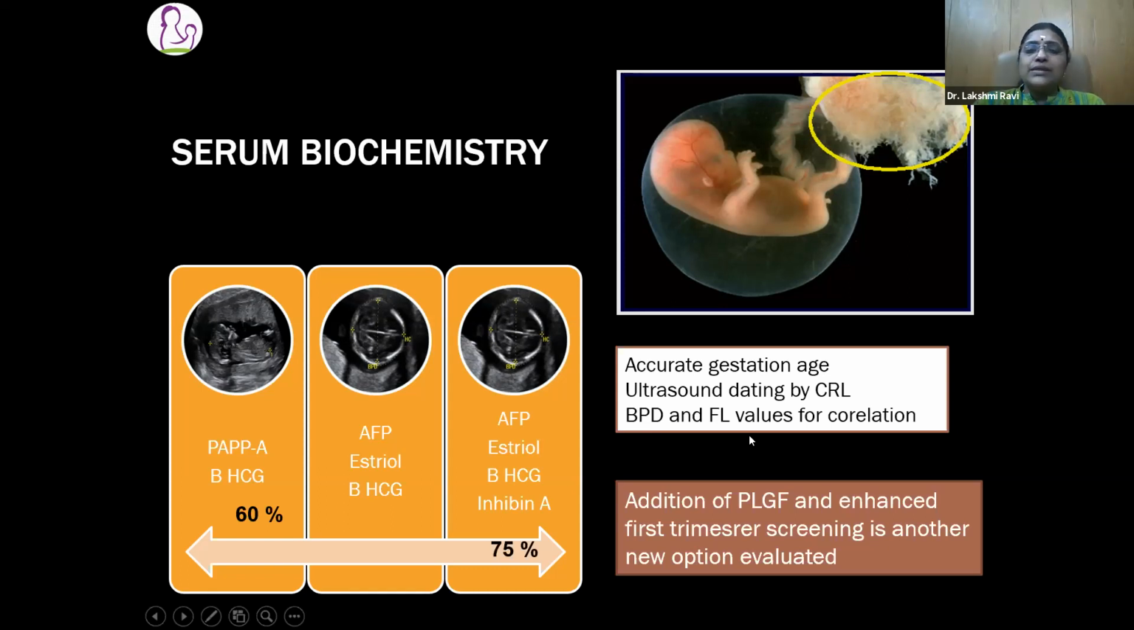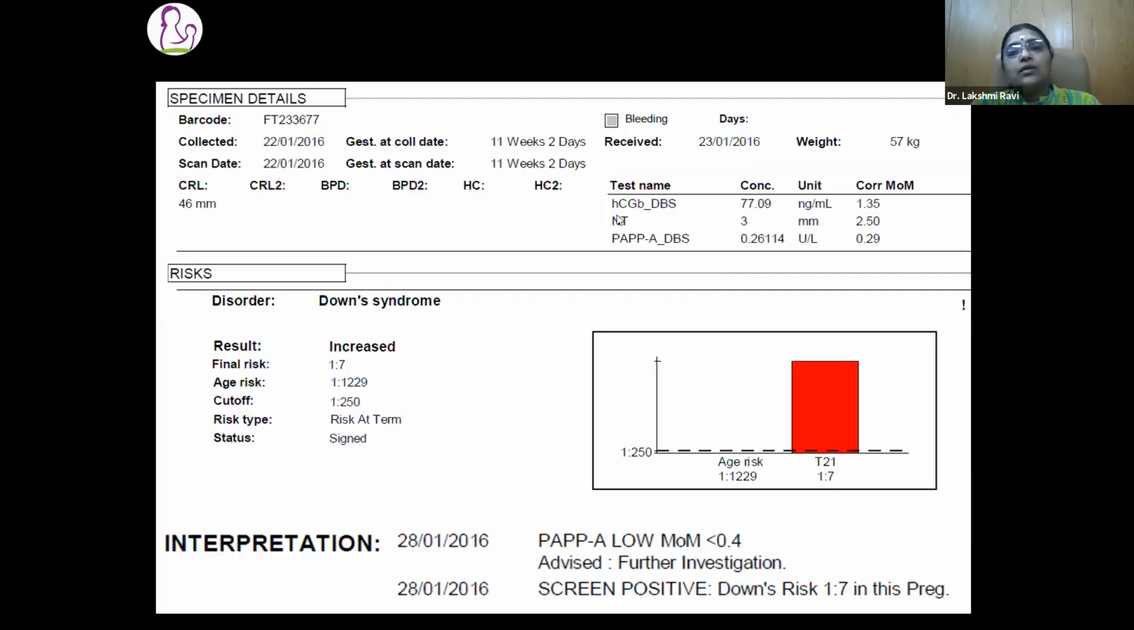The next thing now is that you have this addition of PLGF in enhanced first trimester screening. And that is another new option because now preeclampsia screening has come inside. And now you can also add PLGF to aneuploidy screening, that is also available now. So this is how the report comes out: you have incorporated the nuchal translucency, the beta HCG values, the PAPP-A values, and then you get a screen positive result like this. So now it says screen positive and the Down's risk is 1 in 7 in this pregnancy.